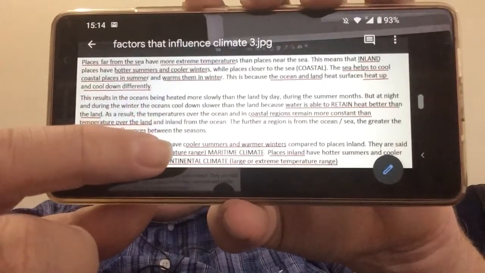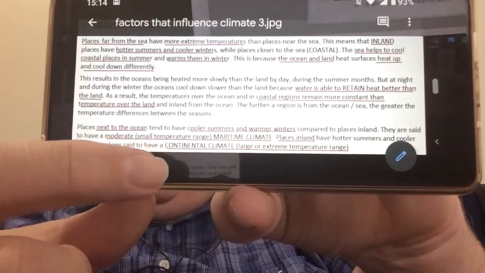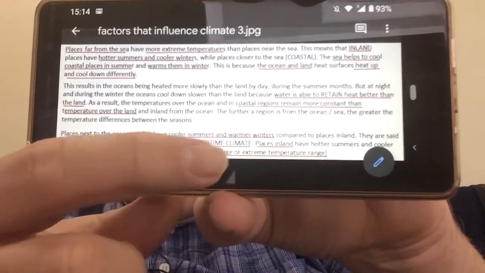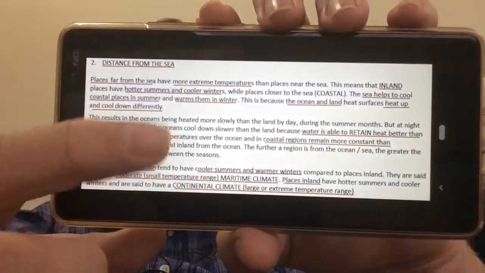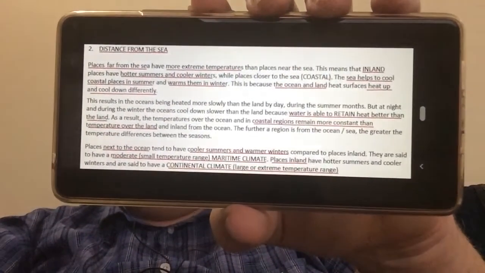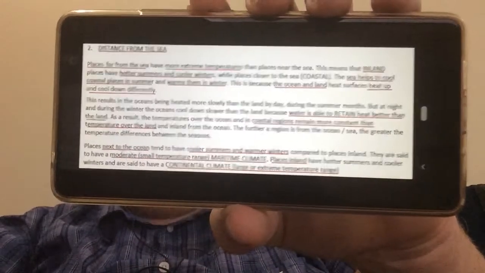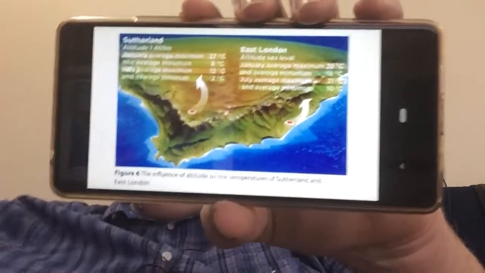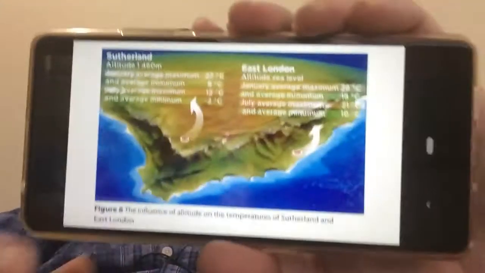It has a very small temperature range, but the places that are inland have a continental climate where there's a large temperature range, and that's basically because land and water heat up differently, and the oceans tend to retain the heat a lot more.